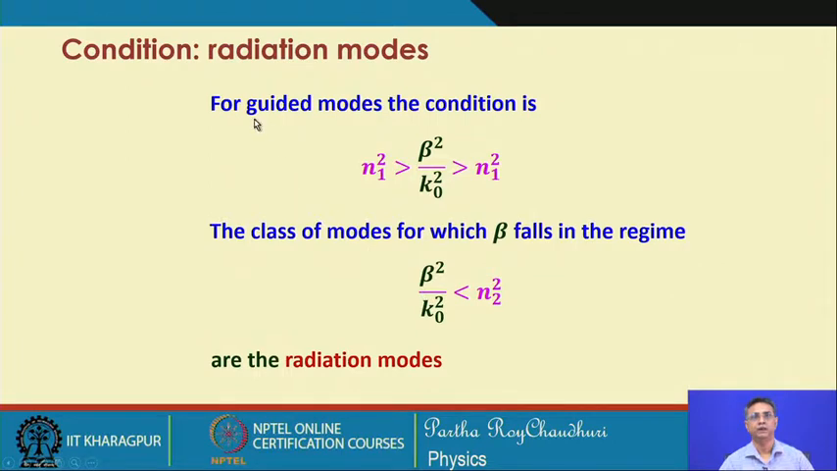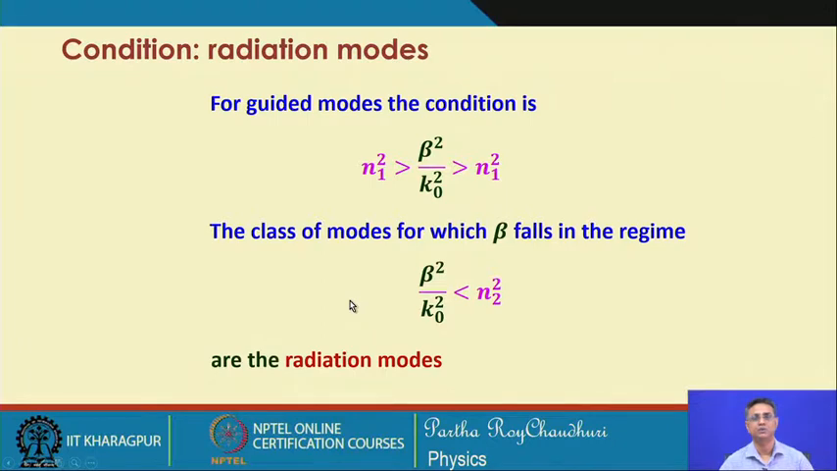Now, radiation modes. For the guided modes, the condition is that beta square by k 0 square, which is what we call the effective index square, will always lie between n 1 square and n 2 square. The class of modes for which beta square by k 0 square, the effective index, is less than n 2 square will be called the radiation modes.